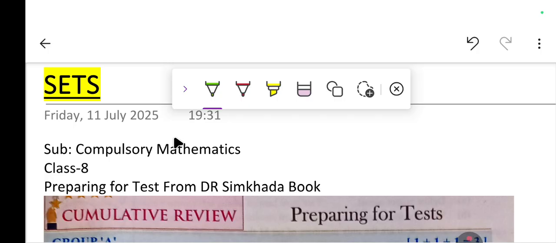Yes, today we are going to begin with a new topic, that is sets. In this topic, we are going to do it from the compulsory mathematics book of class 8, and we are going to prepare ourselves for the upcoming exam. For that I am going to explain the cumulative review, preparing for test, from Dr. Sim Khada's book. Okay, so let us see the questions.